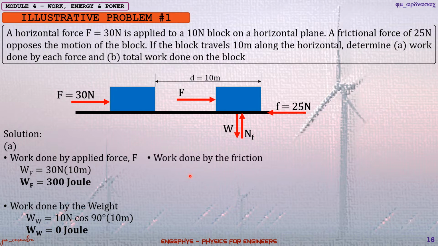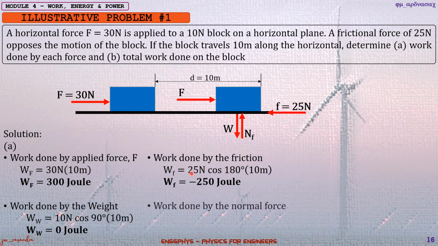Okay? So next, we move on to the work done by the frictional force. That will be equal to 25 newtons cosine of 180 degrees times 10 meters, where cosine 180 is equal to -1, giving us a value for the work done by the frictional force of -250 joules. So when I look at it, the direction of the displacement is opposite to the direction of the frictional force, thus it really is a negative value.